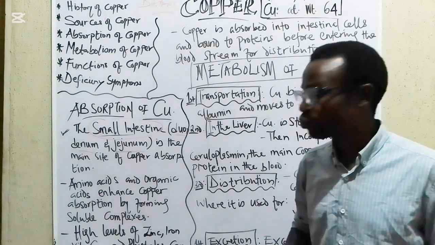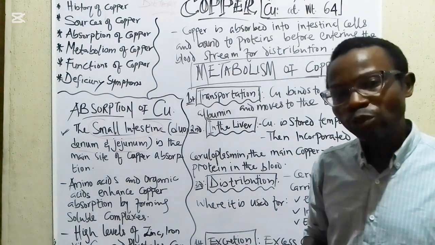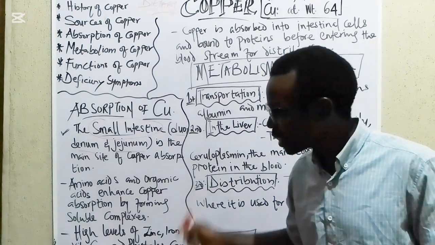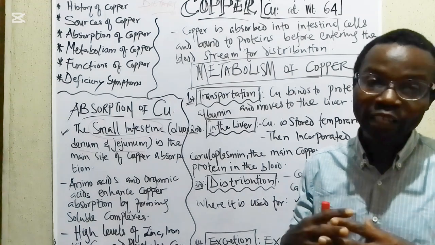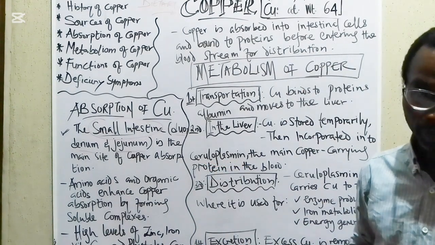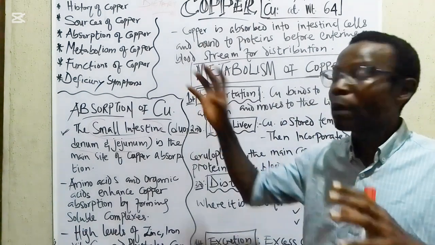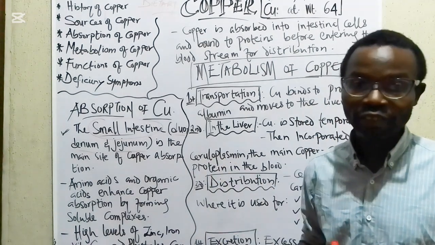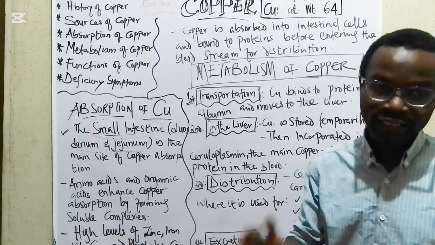Beyond this, there is other information to know in absorption. To aid absorption of copper, certain amino acids and organic acids actually enhance it because they form a kind of complex with it. One of them is ceruloplasmin. The copper binds with the molecule of ceruloplasmin and the other amino acids, and then they are moved to different sites where they are needed.